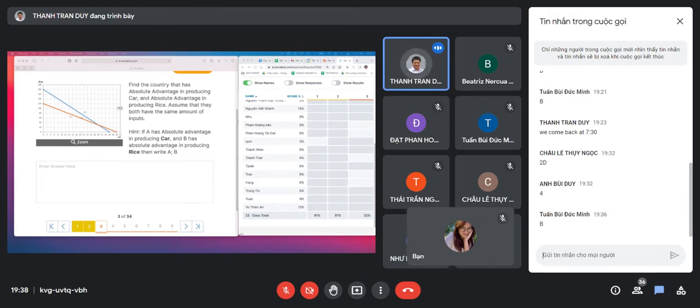Okay, and the same for rice. Which country has the absolute advantage in producing rice, A or B? A, right? Because with the same amount of input, A can produce more rice than B. Then we can say that A has absolute advantage in producing rice, and B has absolute advantage in producing car.